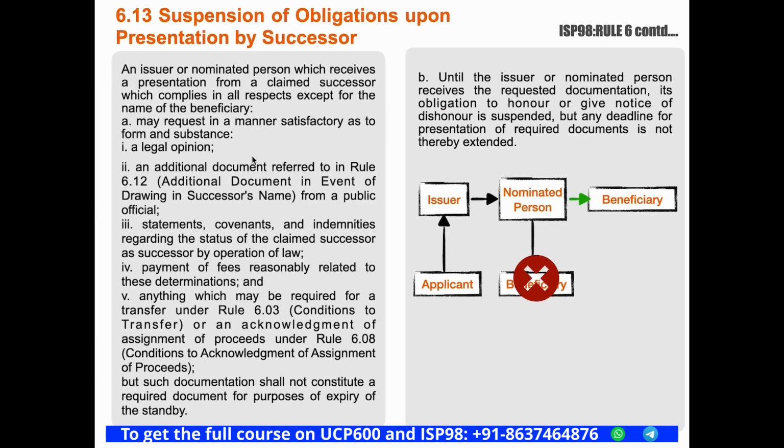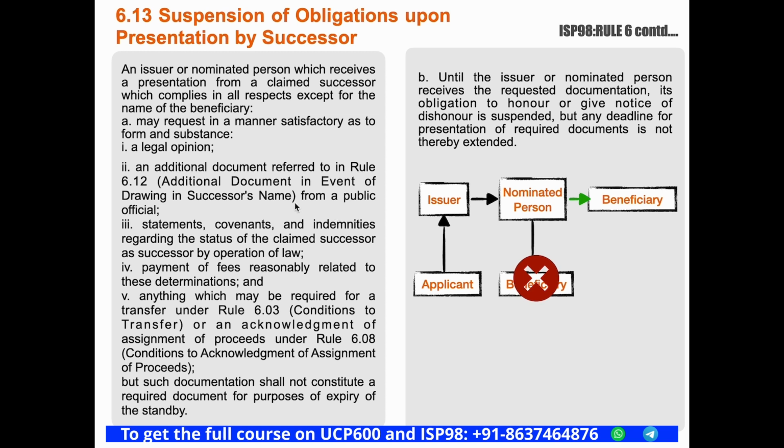Next one is suspension of obligations upon presentation by successor. An issuer or nominated person which receives a presentation from a claimed successor which complies in all aspects except for the name of the beneficiary. For example, under standby, we are receiving a demand from a person who is not a beneficiary. How did we find that? The beneficiary name is different. But if there is no documentary proof to prove that person as the successor, then this rule will apply.